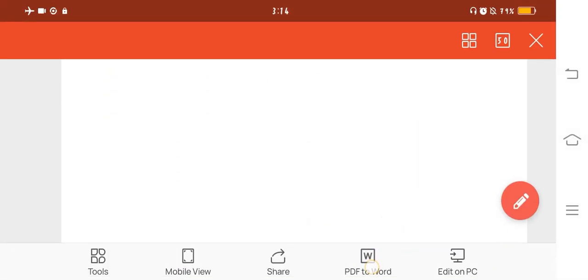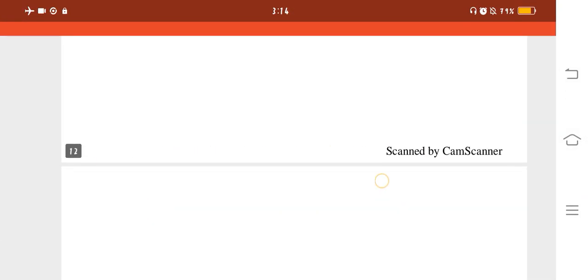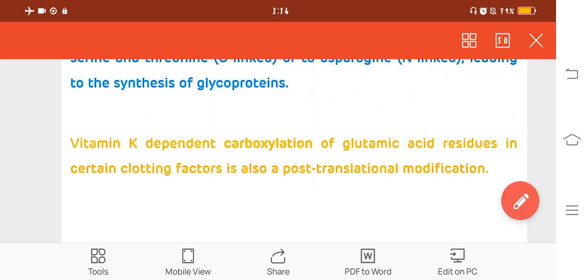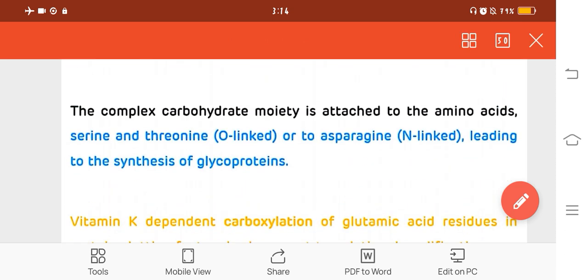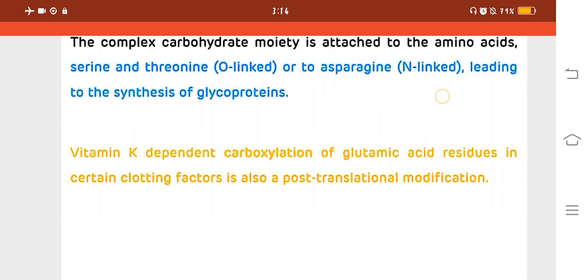Which one? The carbohydrate moiety is attached to the amino acids serine and threonine, and asparagine, leading to the synthesis of glycoproteins.